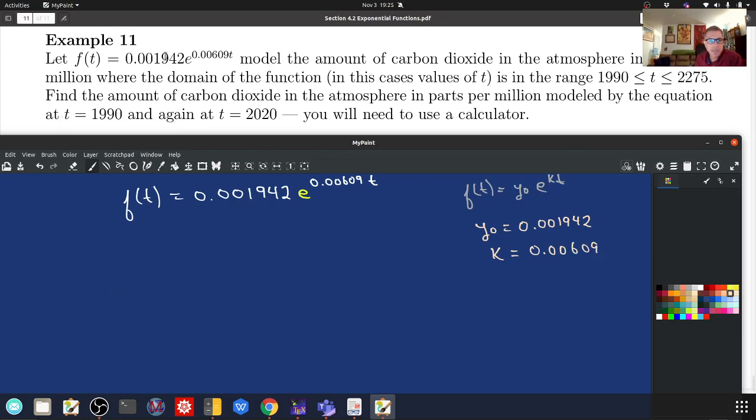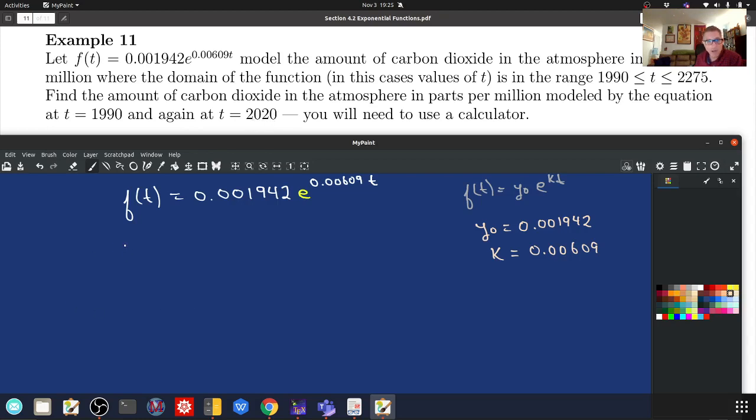But all we need to do here is, let's read the whole entire problem. Let f of t be this function. I'm not going to try to say that in words. It models the amount of carbon dioxide in the atmosphere in parts per million, where the domain of the function, in this case values of t, is in the range between 1990 and 2275. So find the amount of carbon dioxide in the atmosphere in parts per million, modeled by the equation at t equal to 1990, and again at t equal to 2020. You will need to use a calculator.